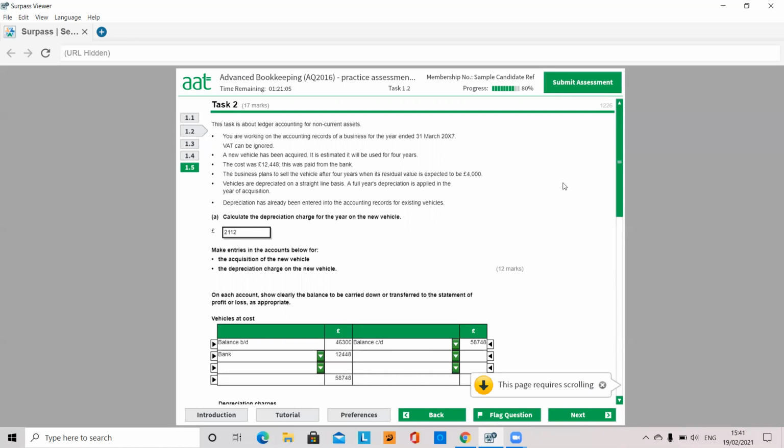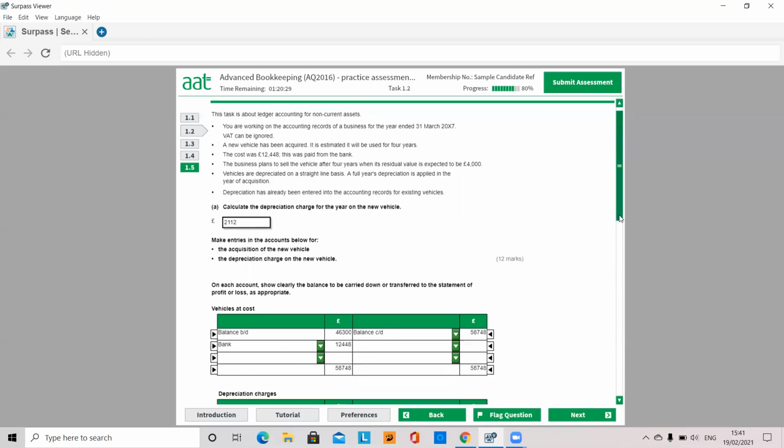I've already put this figure in, so just let me show. If I was doing this in class, I'd probably have the T accounts, which is what I enjoy. So I'm going to look at the vehicles at cost first. The vehicle cost £12,448, so I'm going to put that in first. So the vehicles at cost, the question already tells us we've got a balance brought down of 46,300. So vehicles we've already purchased, but then we've bought another vehicle to the value of 12,448. Okay, so that's our vehicles at cost.